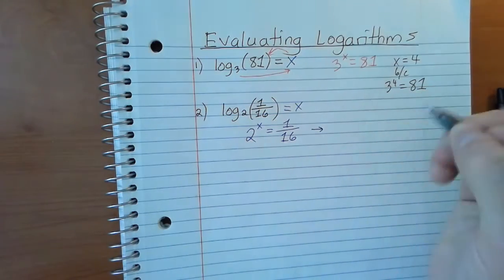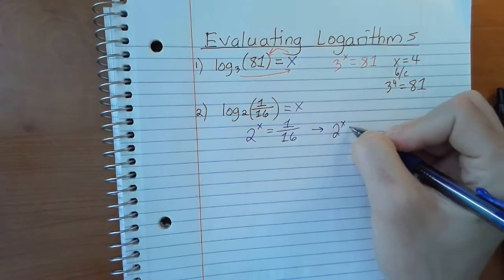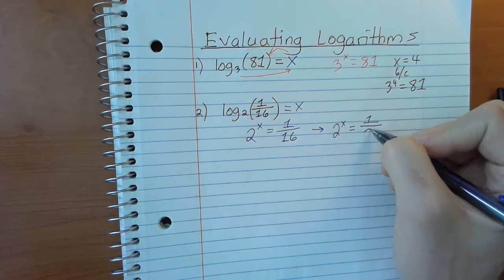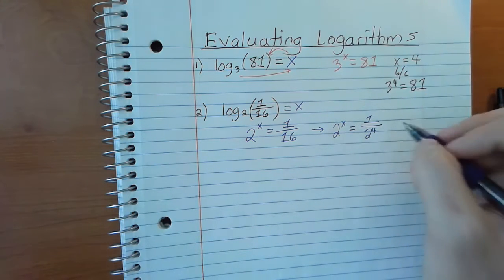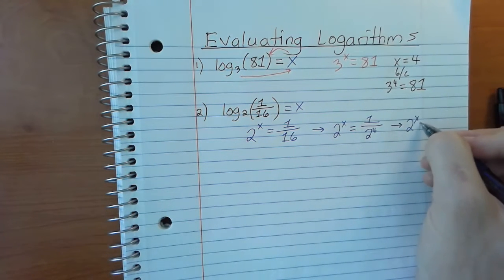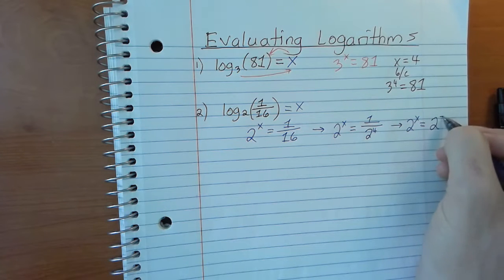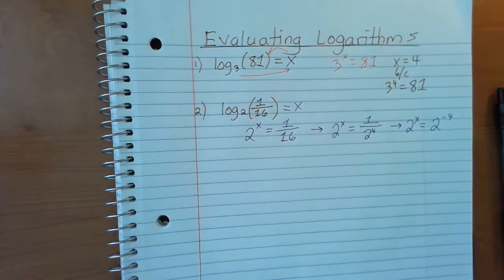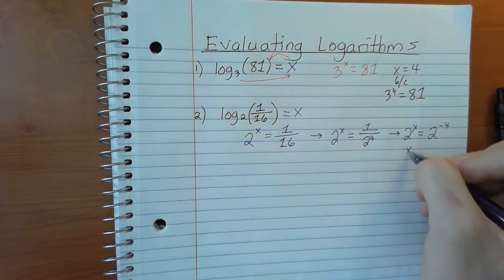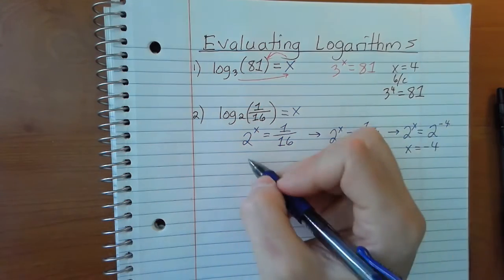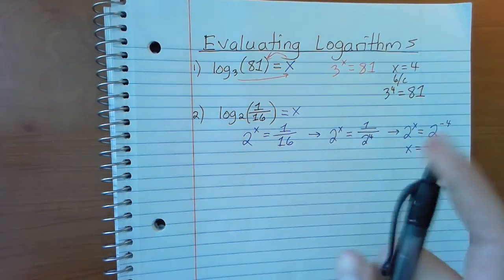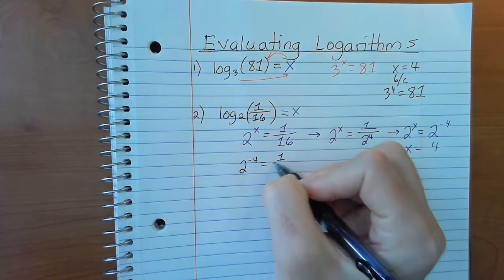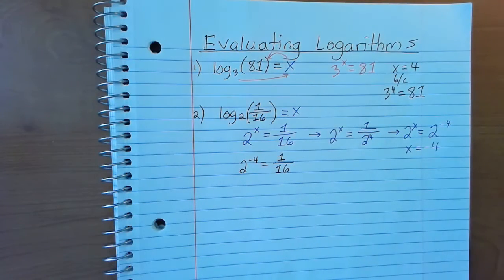A way you can think about it is, 2 to the x is staying the same, but I want a common base. So I could write 1 over 16 first as 1 over 2 to the 4th, and that would be the same thing as 2 to the x being equal to 2 to the negative 4. Now that I have a 2 as the base on both sides, I know that the answer for x has to be negative 4. Then, to see if I'm right, I can check to confirm that 2 to the negative 4 is equal to 1 over 16.